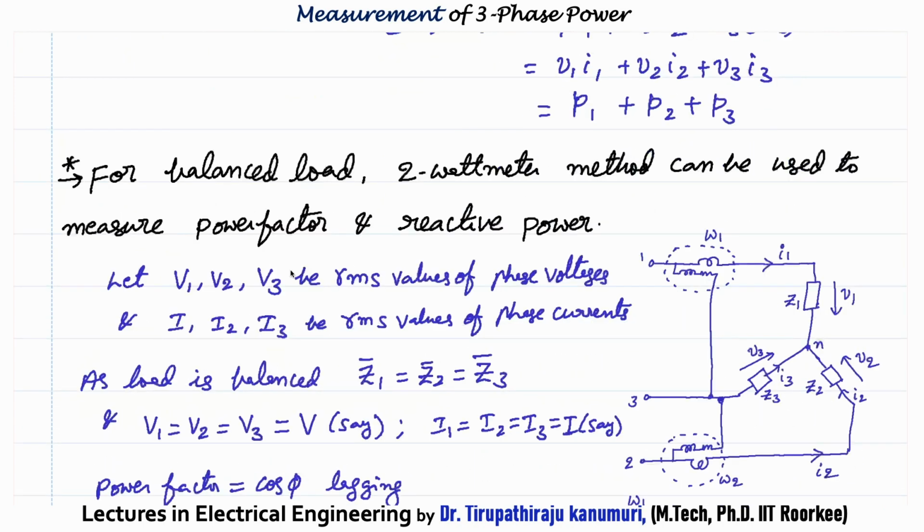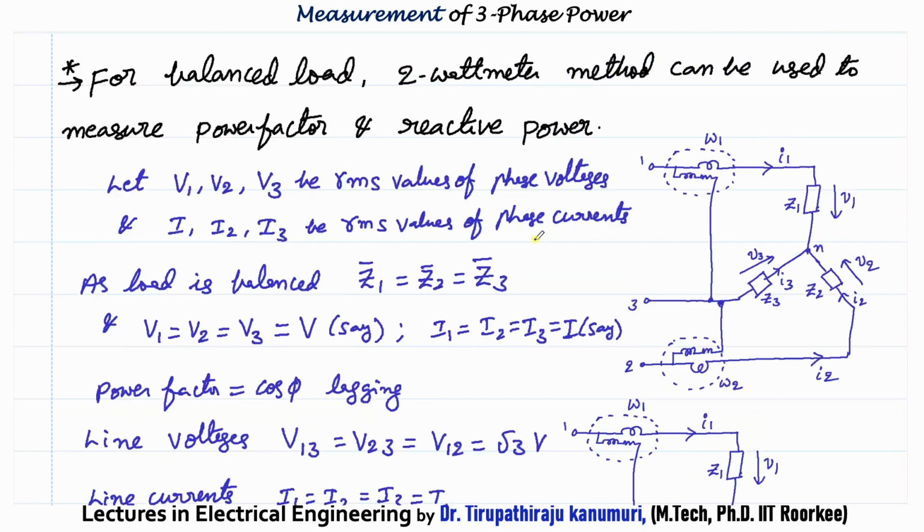So let us take the specific cases. Let us assume the load is balanced in the star connection. In that case, the 2 wattmeter method can be used to measure both the power factor as well as the 3-phase reactive power of the circuit. Let us see how. Because this is valid only in the case of balanced load, remember this.